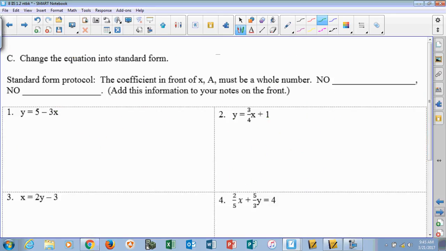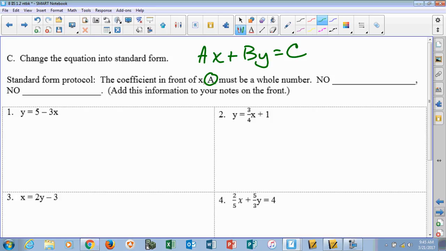So now going back the other way. When I change an equation into standard form, meaning we go from y equals mx plus b to standard form, we're just working backwards. So the standard protocol is the coefficient in front of x, which is a, is always the number in front of x, right? ax plus by equals c. Must be a whole number.